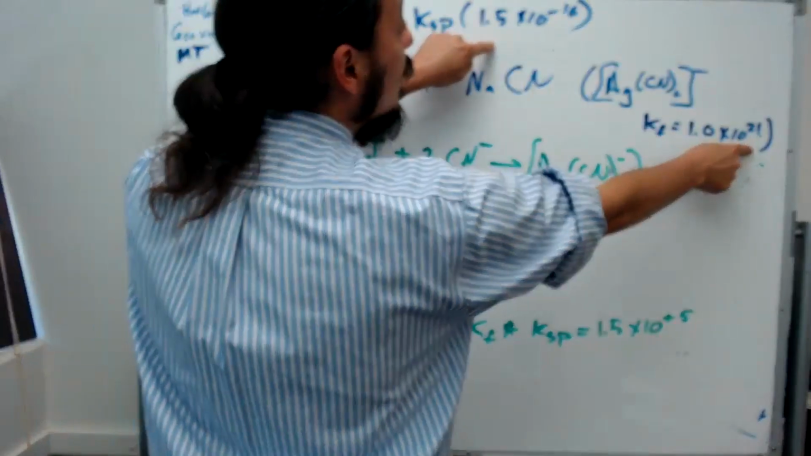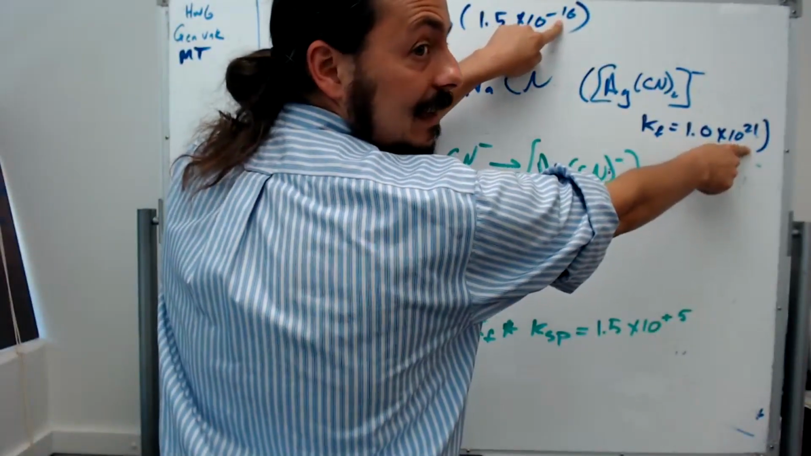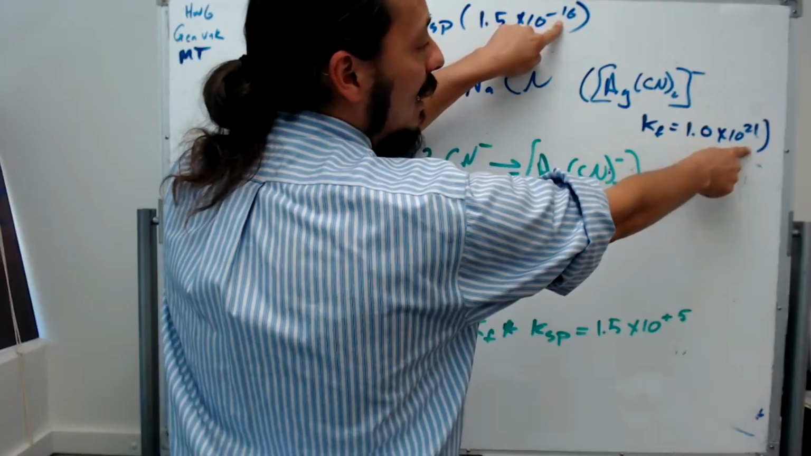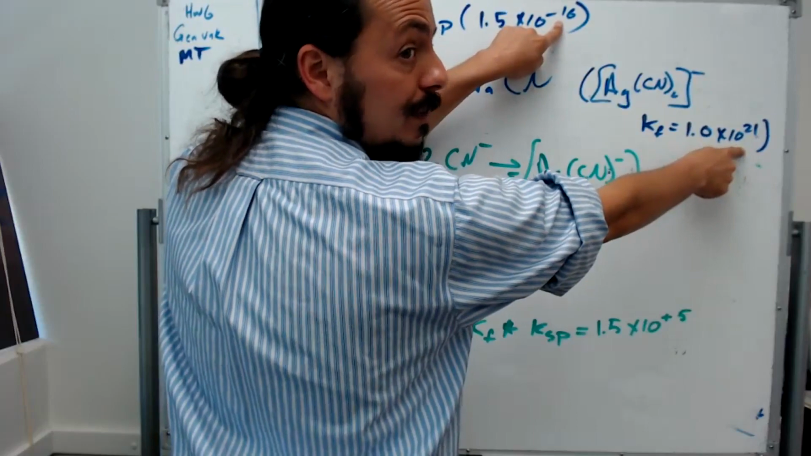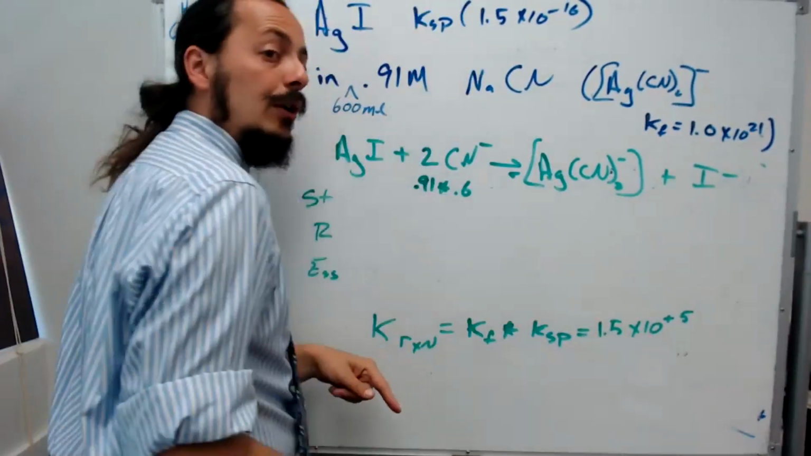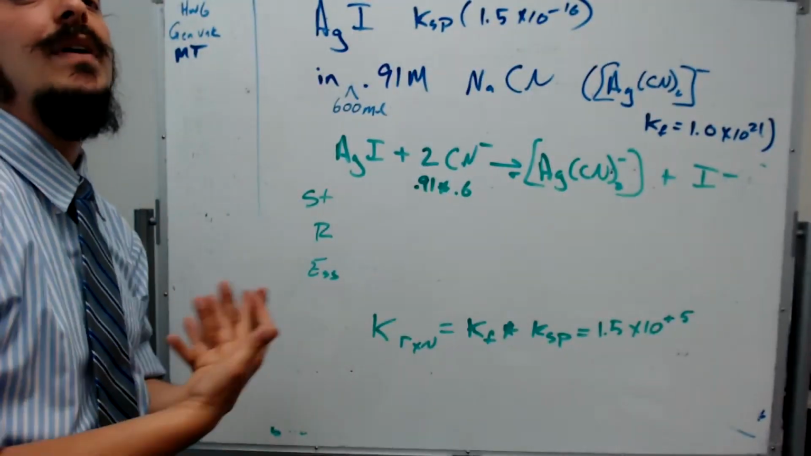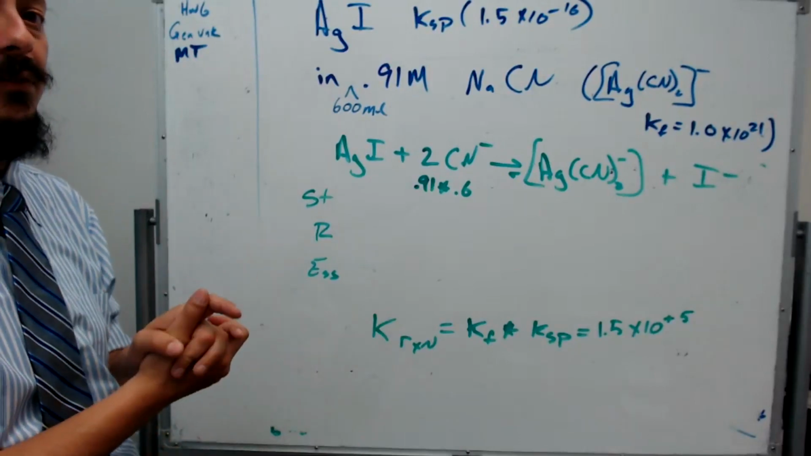10 to the positive 21 versus 10 to the minus 16. When I make that comparison, I'm going to end up with a positive exponent still, which means I'm going to have a large number. So I knew that I was going to be very product favored if I wrote it down this way.